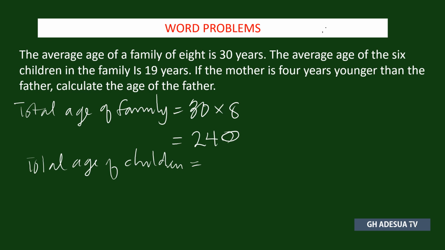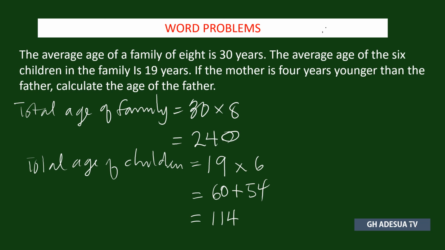Now we are told there are 6 children and their average age is 19. So 19 times 6 is the total age of the children. Now 10 times 6 is 60, plus 9 times 6 is 54. So I taught you from the beginning of the lessons, first multiply 6 by 10 and then multiply 6 by 9. So 60 plus 54 is 114. That's the total age of the children.